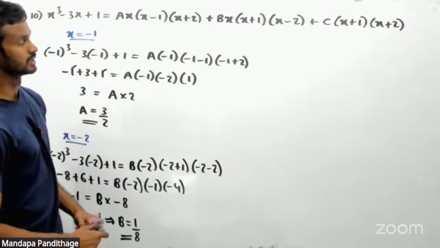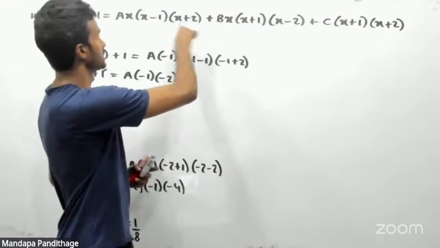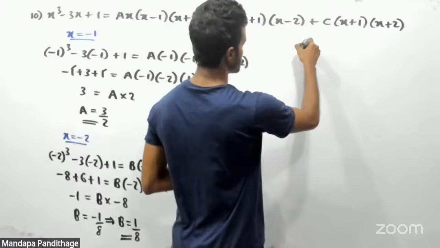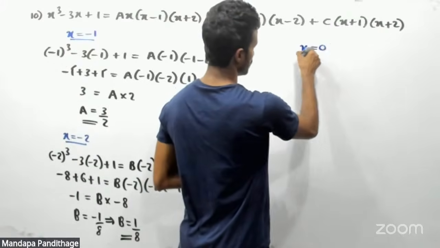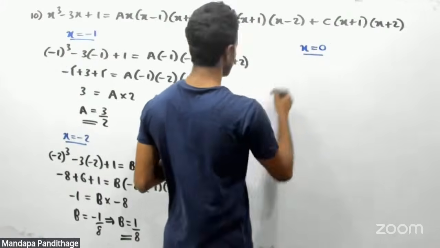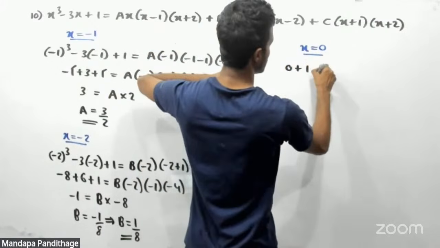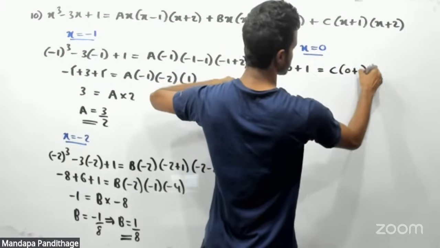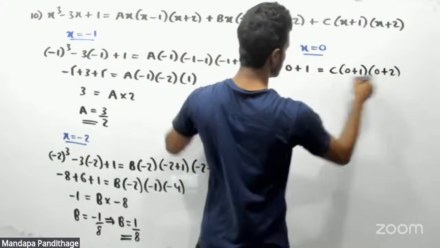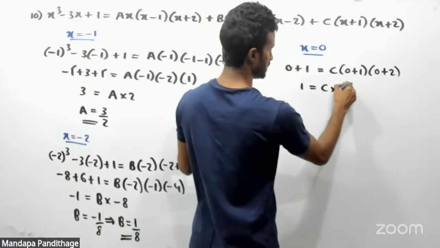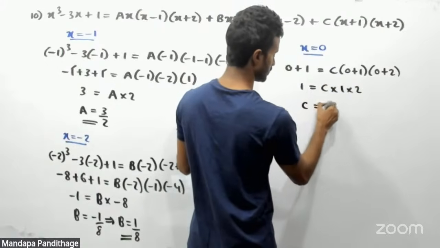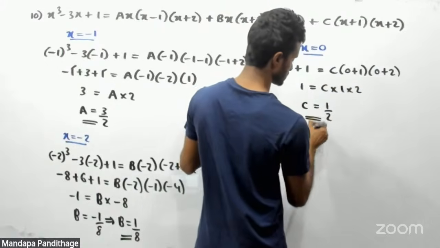Okay, last one. To find c, what is common here? x is common. So you put x equals 0. When you put 0, it's 0 plus 1 is equal to, these two become 0, c into 0 plus 1, 0 plus 2. So 1 equals c into 1 into 2, so c is equal to half. So this is how you find this.